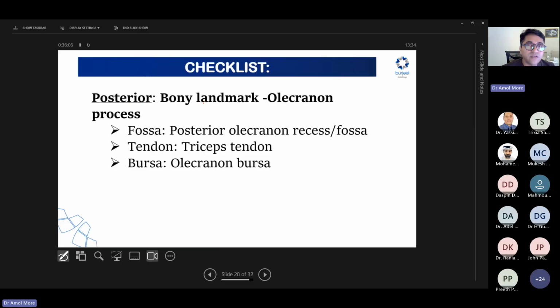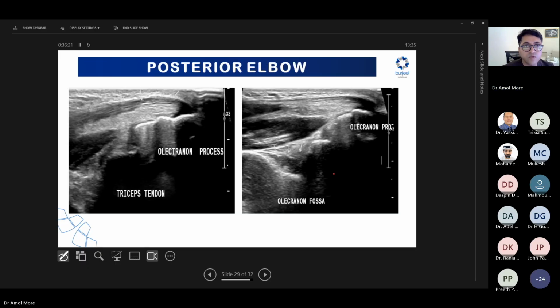Along the posterior aspect, our bony landmark will be olecranon process. What we assess in the posterior elbow is posterior olecranon fossa, the tendon of triceps, and olecranon bursa for the bursitis. So in posterior elbow, we can see the nice bony outline of the olecranon process. This is nothing but your olecranon process. And this is the fibrillary pattern of the tendon of triceps, which is the central tendon, which is coming from the lateral and long head of the triceps and inserting on the olecranon process.